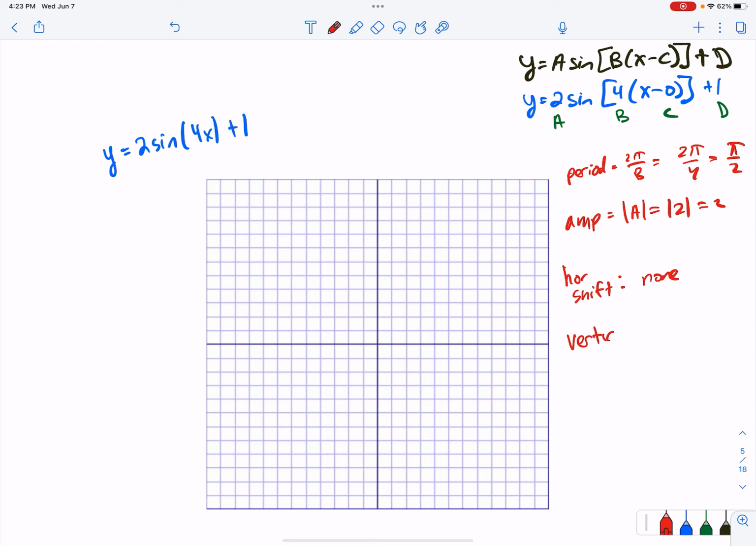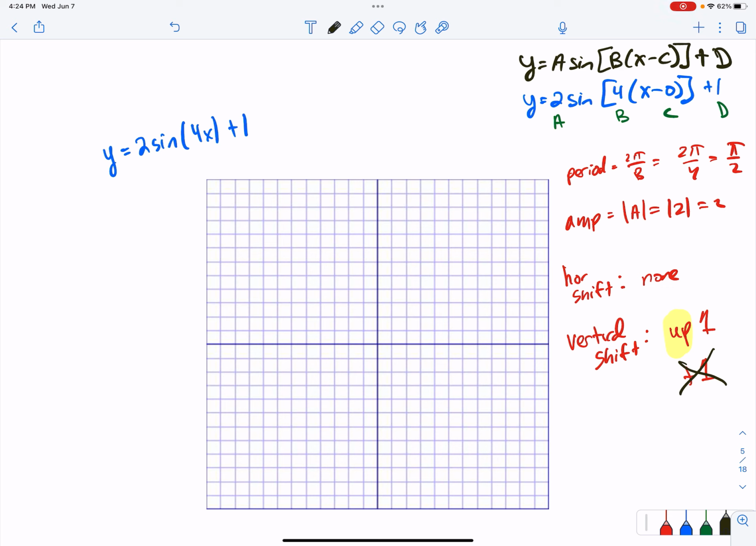And then the vertical shift is the d value, and because it's plus 1, we're going to say up 1. It's vital that you say whether this is up or down. Do not write this, because plus means something different if it's a horizontal shift and a vertical shift. So we always want to say left or right or up or down. So don't do this.